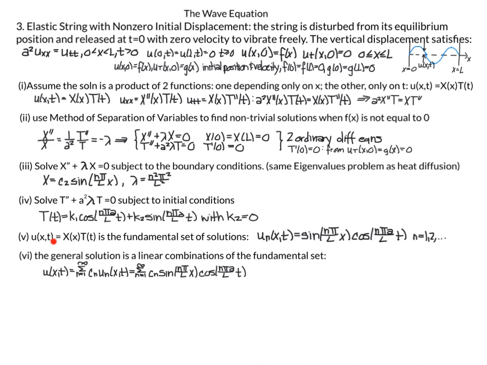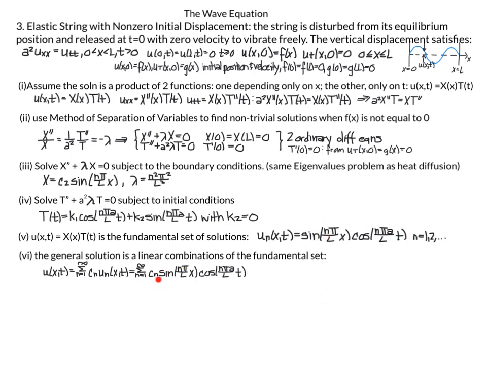But u of x,t is then equal to sine of n pi over L times x, times cosine of n pi a over L times t. So this is our fundamental set of solutions. For different values of n, we get a solution. So the general solution is a linear combination of all of our fundamental solutions, so we sum over n all of our solutions.